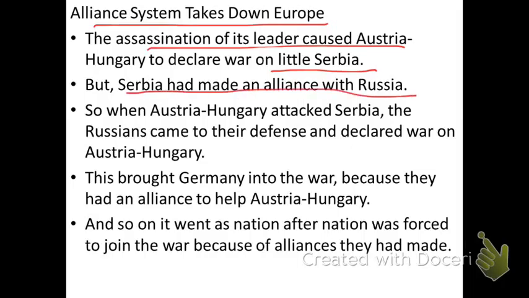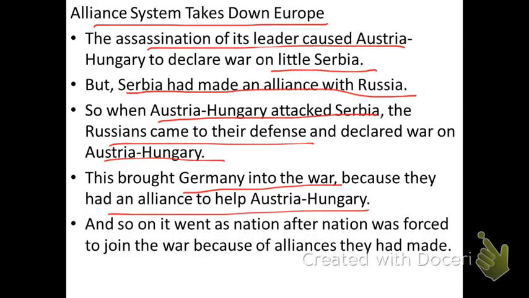However, Serbia had made an alliance with Russia. We get to our alliance system. So Austria declares war on Serbia. Serbia has an alliance with Russia. So when the Austrians attacked Serbia, the Russians came to the defense and declared war on Austria. Okay, so Serbia is at war with Austria, and Russia declares war on Austria. Now, what happens next? Well, Germany had an alliance with Austria, so they declare war on Russia. And since England and France had an alliance with Russia, they now declare war on Germany and Austria as well.